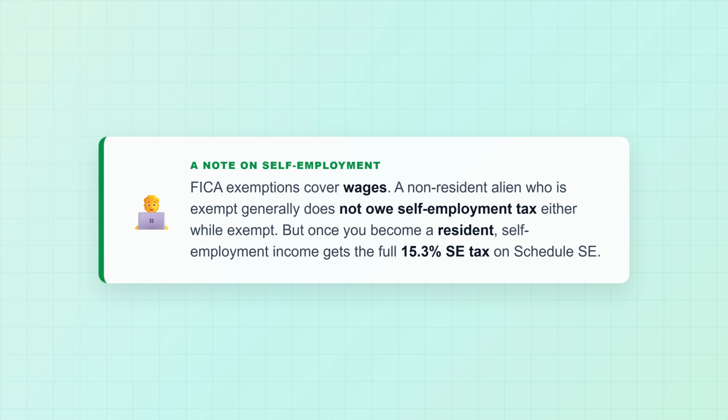A quick note on self-employment for exempt folks. FICA exemptions cover your wages. A non-resident alien who's exempt generally does not owe self-employment tax either while exempt. But the moment you become a resident, your self-employment income gets hit with the full 15.3% SE tax on Schedule SE. So the exemption clock matters for self-employed income too.